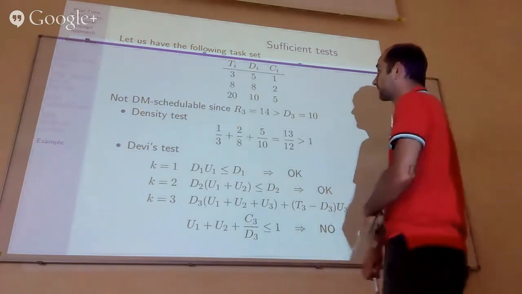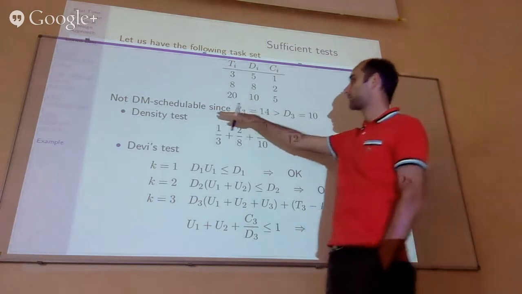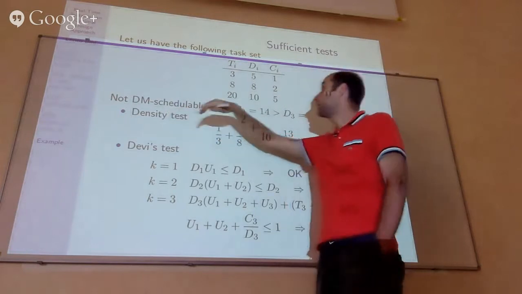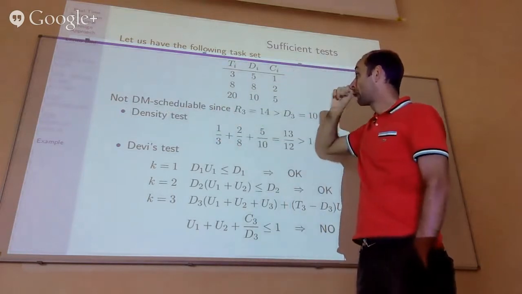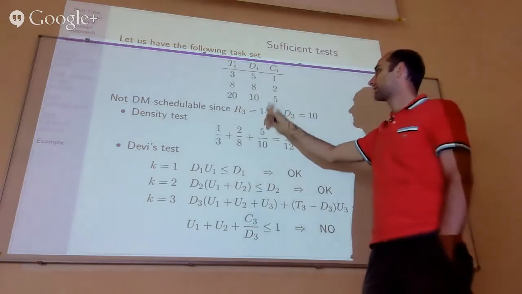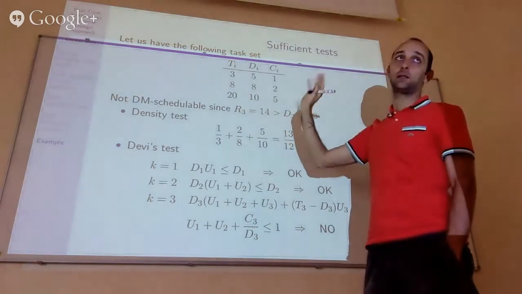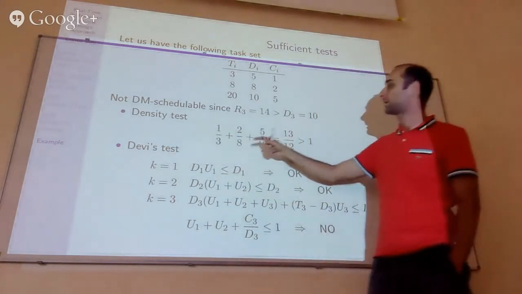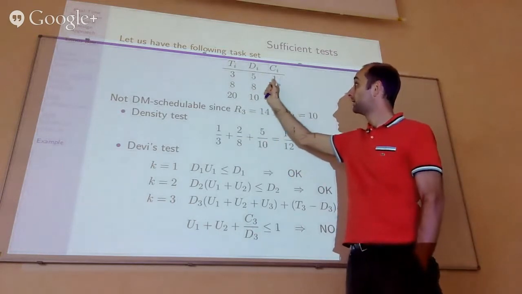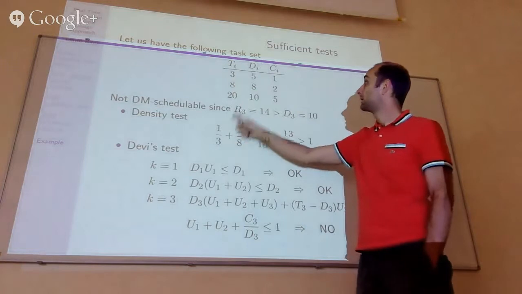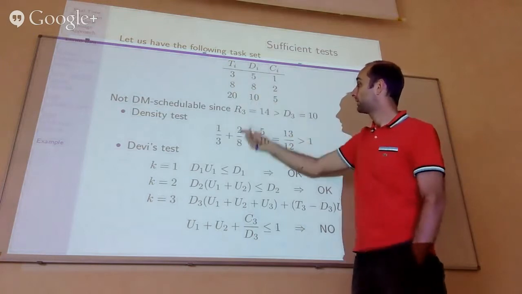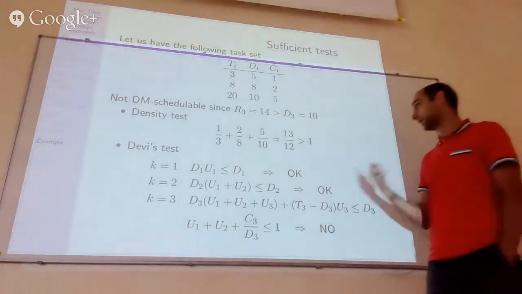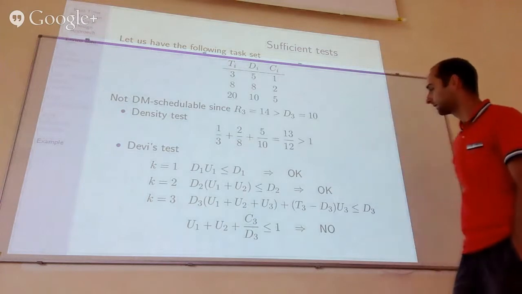Just as a comparison, if you compute the response time when scheduled with deadline monotonic, for example, with priorities in this order, we find the response time of the third task is 14, so it misses the deadline of 10. With EDF, what happens with the density test? The density test is computation time over the minimum of deadline and period. So we get 1 over 3, 2 over 8, and 5 over 10, which gives 13 over 12. It's greater than 1, but close to 1, so there are chances to find a schedule.